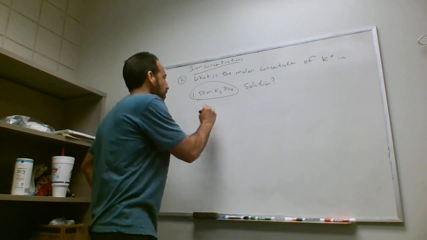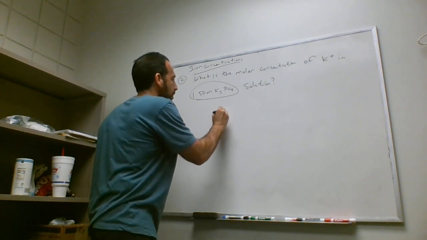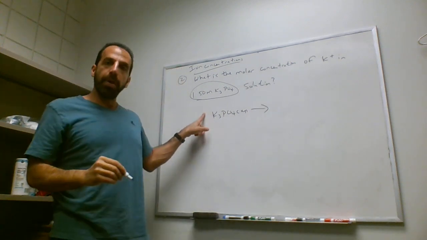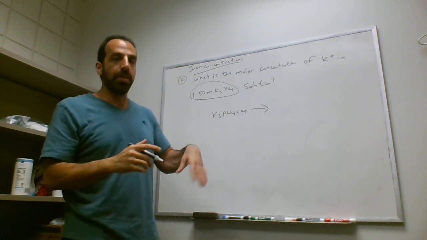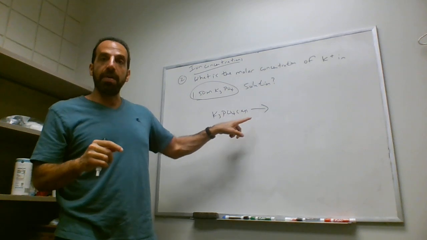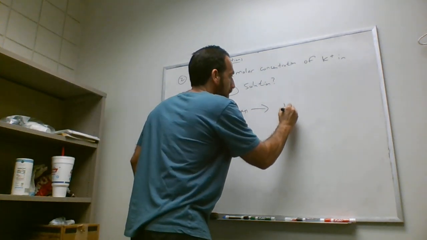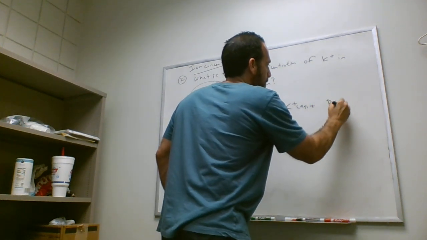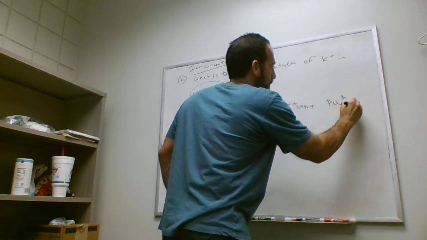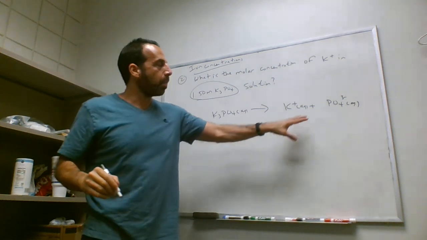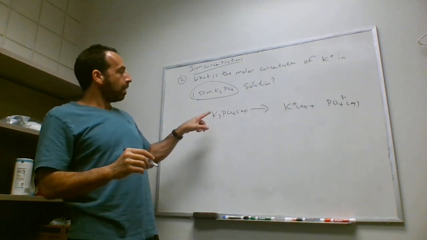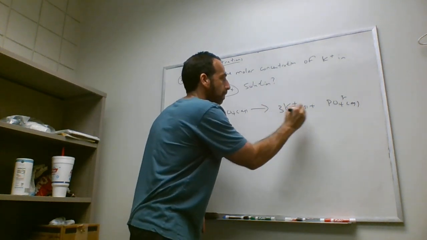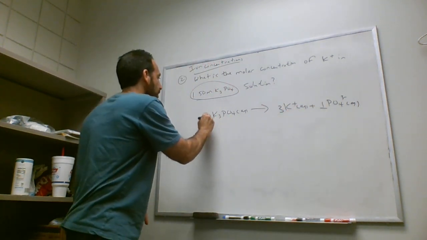So let's write this out. This is going to break down. This is where it's kind of like a net ionic equation. This is going to break down to potassium and phosphate ions. So this is what's actually in solution. Now, to balance it, I've got 3 potassiums here, so I need to put 3 right there. Again, this is going to be 1.